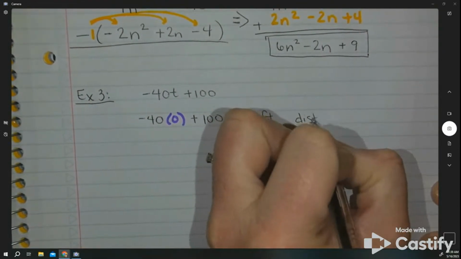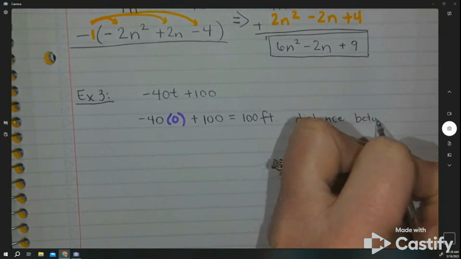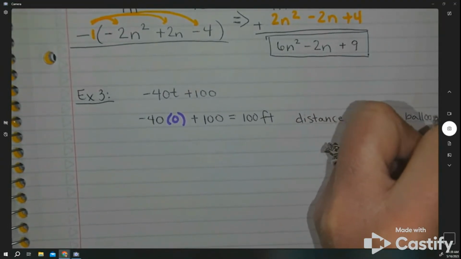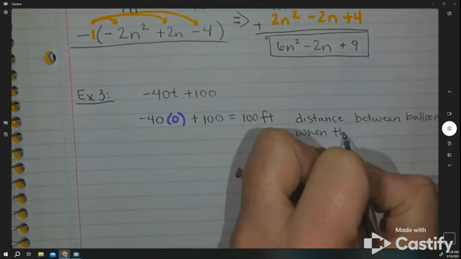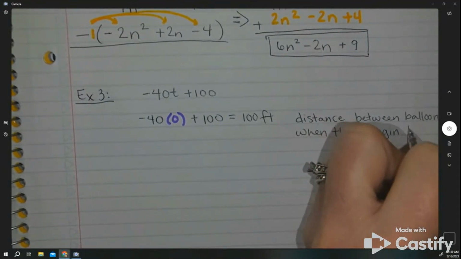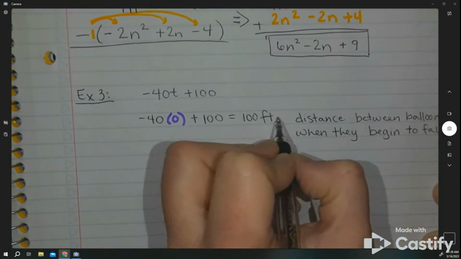So the distance between balloons when they begin to fall. That's what that means right there.